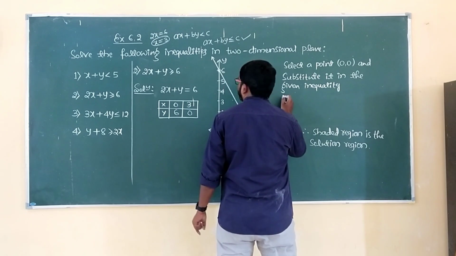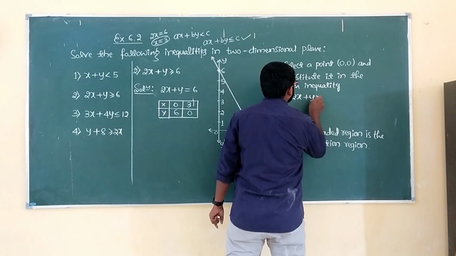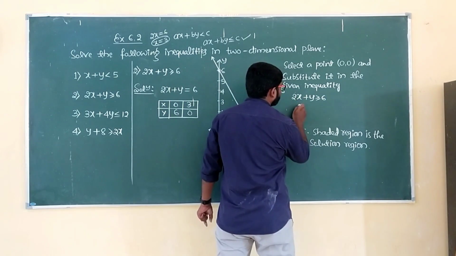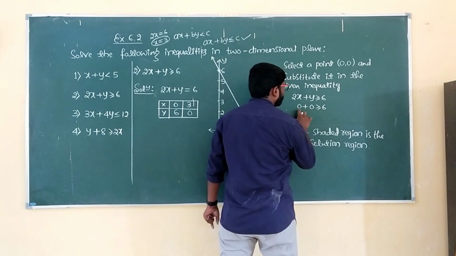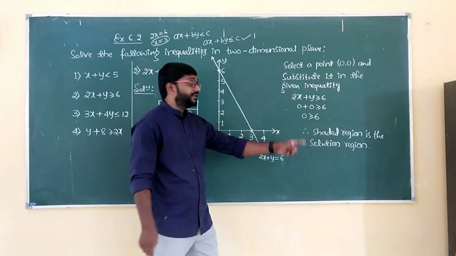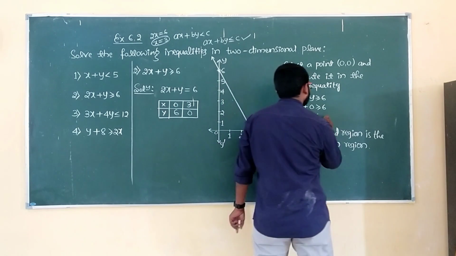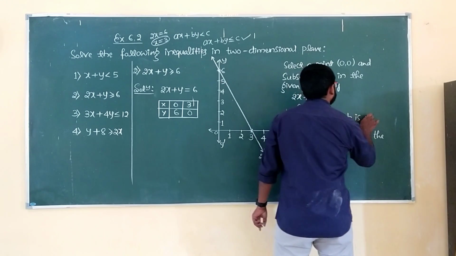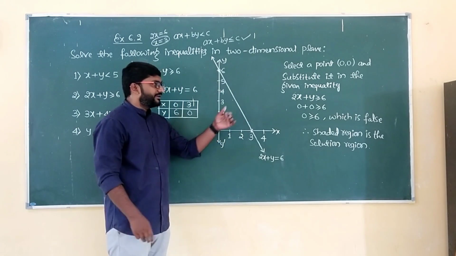So now I will take the inequality 2x plus y greater than or equal to 6. So x is 0. So 2 into 0, it becomes 0 plus y is also 0 greater than or equal to 6. 0 plus 0 it is 0 greater than or equal to 6. So here it says 0 is greater than 6, which is false. So in the previous case it was true.